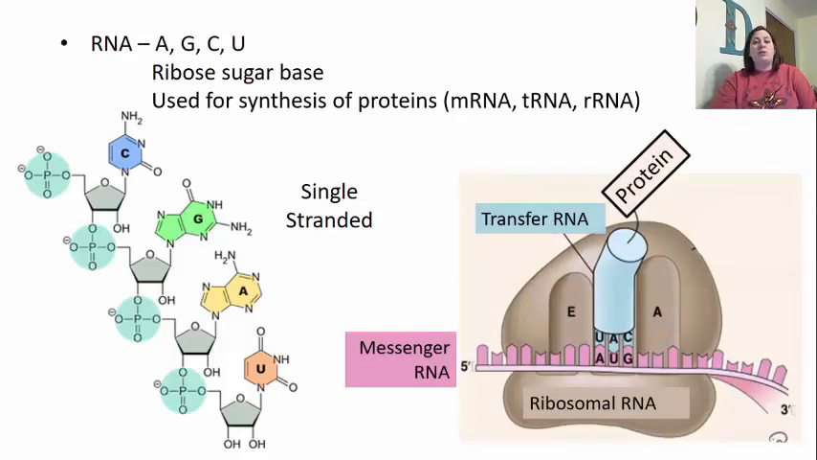Now, these are used a lot of times to create proteins. We see that RNA can be mRNA, which is messenger RNA. We also have tRNA, which is transfer RNA, and rRNA, which is ribosomal RNA. These 3 strands of RNA work together in order to build proteins. This is called transcription and translation.